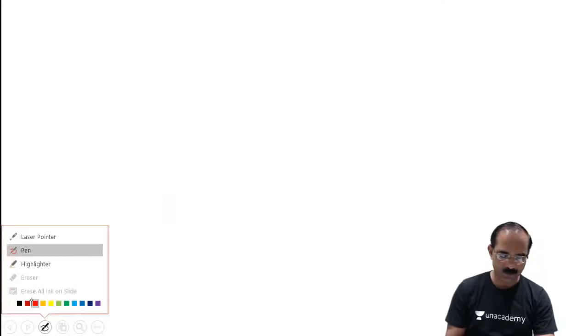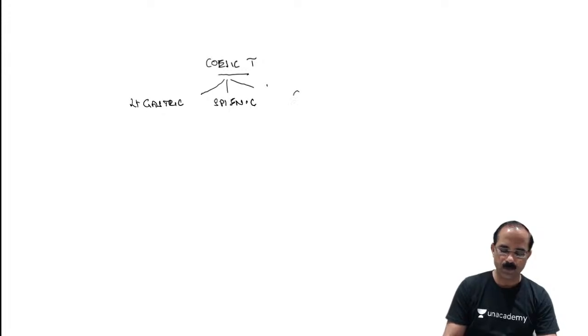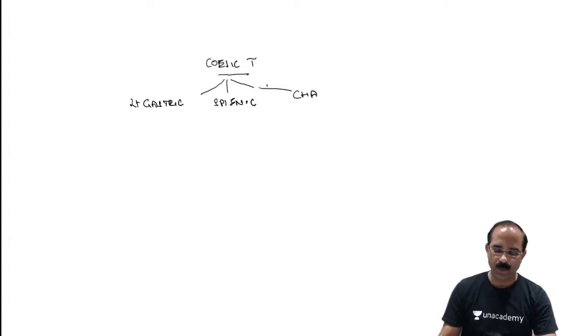Just one moment. Okay, I'll start. Tell me, celiac trunk gives three main branches. What are those? Celiac trunk gives three main branches. One is the left gastric, second splenic, and third is common hepatic artery. Left gastric, splenic, and common hepatic artery.